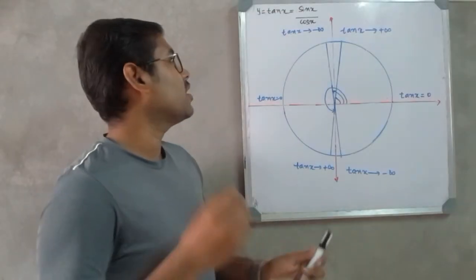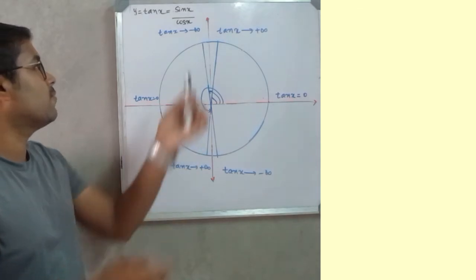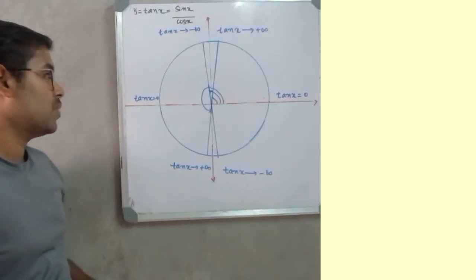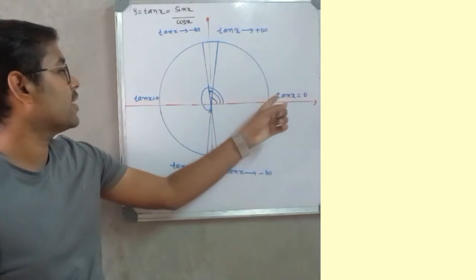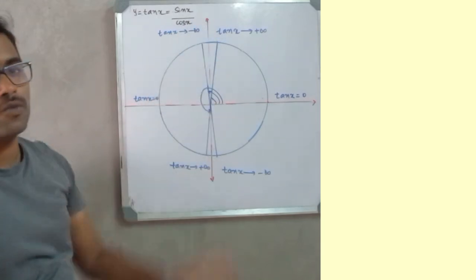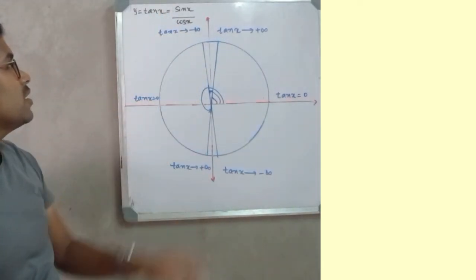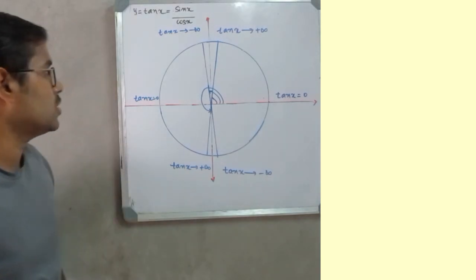Guys, now let us plot the graph of function y is equal to tan x. Guys, the function tan x is defined as sin x by cos x. And in the first quadrant, if you observe here, at x is equal to 0, sin 0 is 0, cos 0 is 1. So in that case, tan 0 will be 0. So tan x is 0 when x is equal to 0.